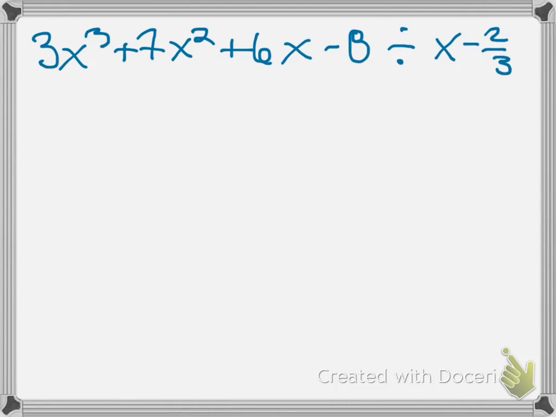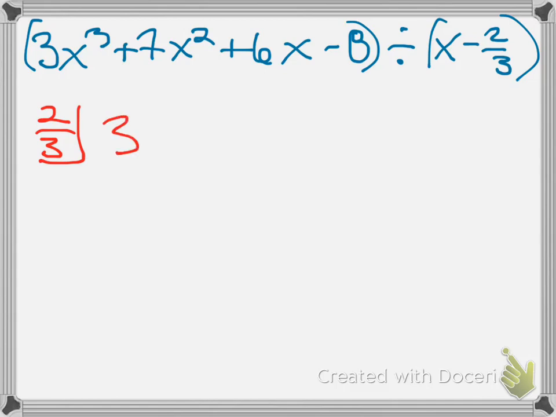Okay, so I've written out our original polynomial, and we are going to divide that polynomial by the factor x minus 2/3, because we just discovered that 2/3 is one of the roots of our polynomial. Now, because x minus 2/3 is a linear expression with a leading coefficient of 1, that means I can use synthetic division here to simplify the process a little bit. So I'm going to write out my coefficients, 3, 7, 6, and -8. And let's just review how synthetic division works.